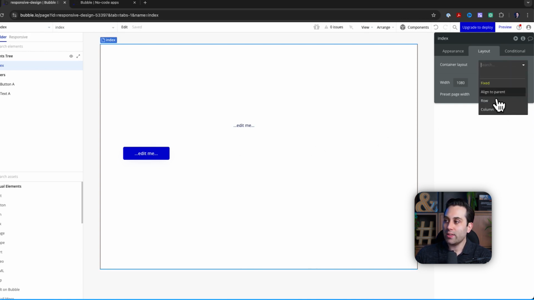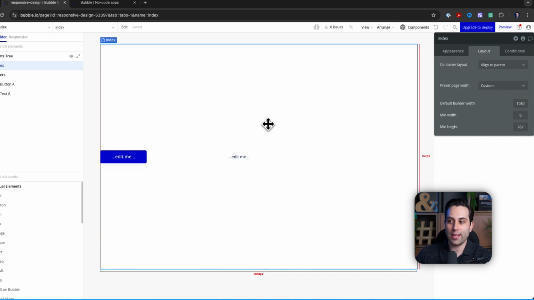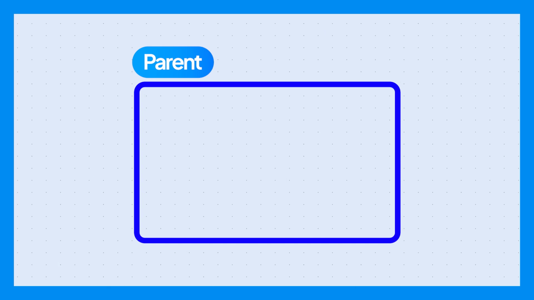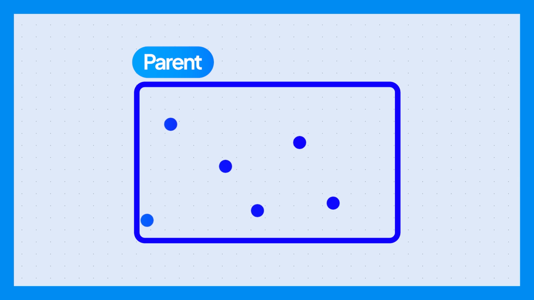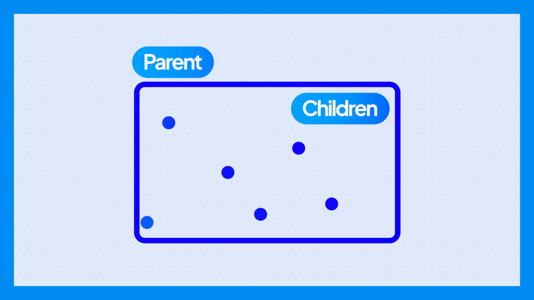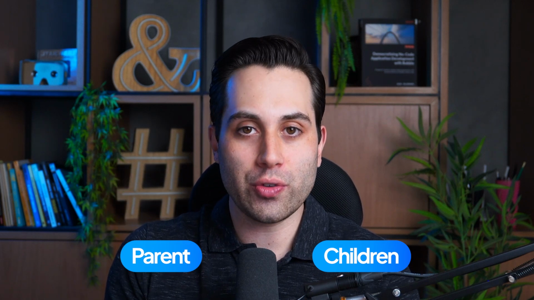Now, let's take a look at the second option here, which is align to parent. Once I click here, the components inside my page will move, okay? Why is that happening? We have to understand a basic concept. A parent is the component that's holding other components inside it, meaning the components inside it will be called children, okay? So remember this basic concept. A parent is always going to hold smaller components, and the components inside it will be its children, okay?